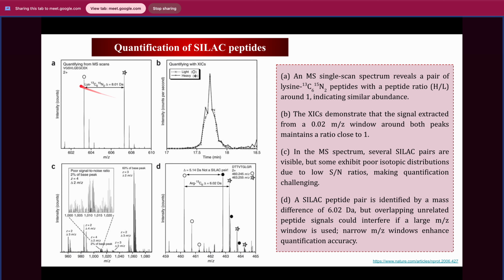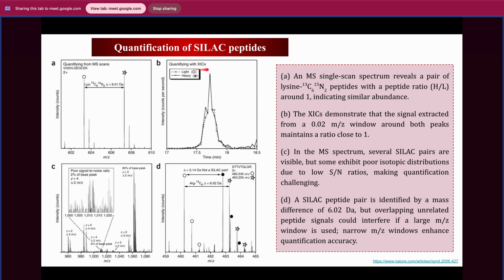So in this, they have mentioned two peaks and how much they are separated from one another. They have also mentioned that lysine is isotopically labeled with carbon, as well as nitrogen, which is also labeled with the heavy isotope, N15. And then there is a difference between both these peaks. The difference is 8.01 daltons.